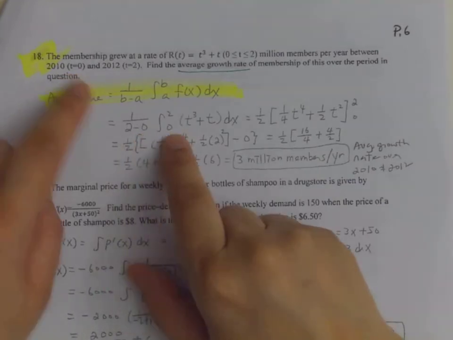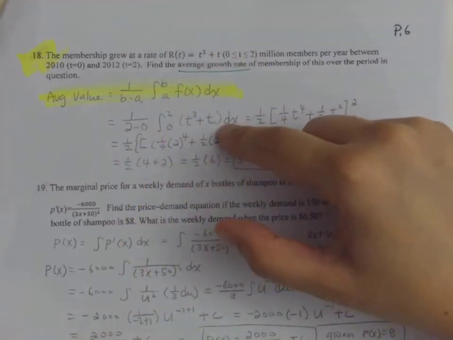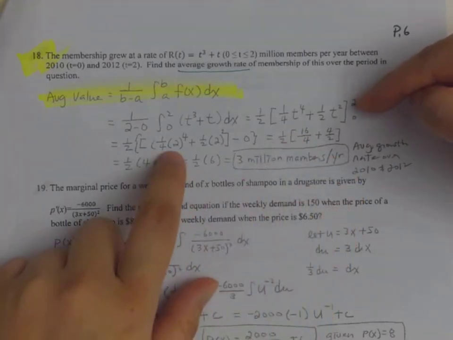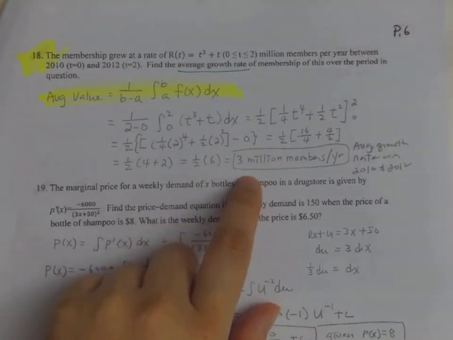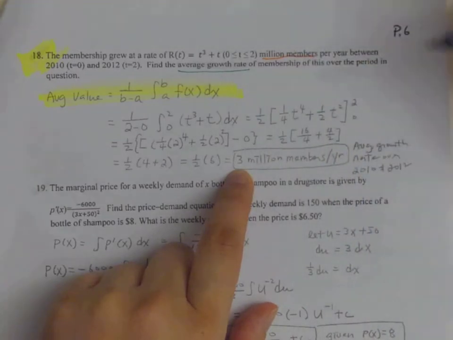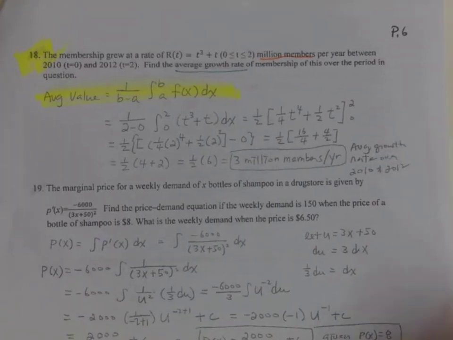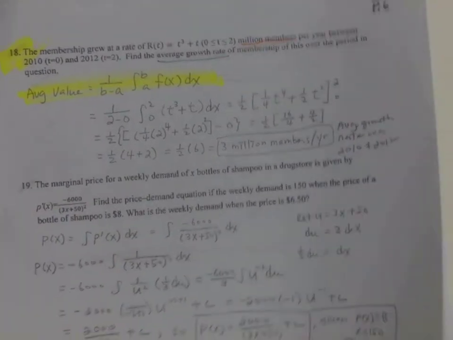So the b is your upper limit, year 2, minus the a, your lower limit, year 0, and then you take the integral of the function. So again, you start from year 0 to 2, you put in the function there, right? This is the basic taking of the integral, and then you plug in your upper limit 2, subtracting your lower limit 0, to find that each year the average growth is going to be 3, in million members, so 3 million members per year over year 0 to 2, which is 2010 to 2012. So this is for the average value function. The formula will be given to you, but you need to know this is the formula to use for those questions.